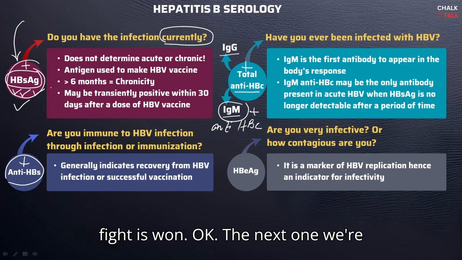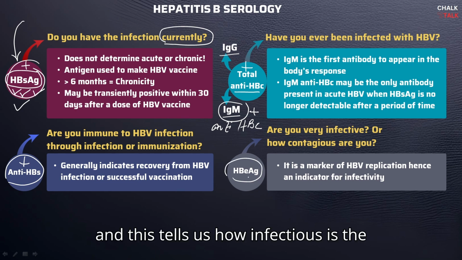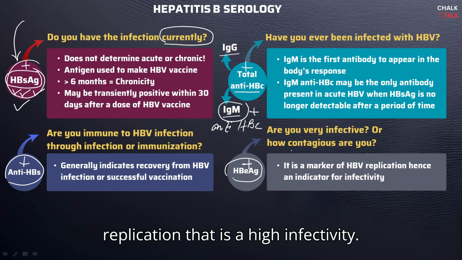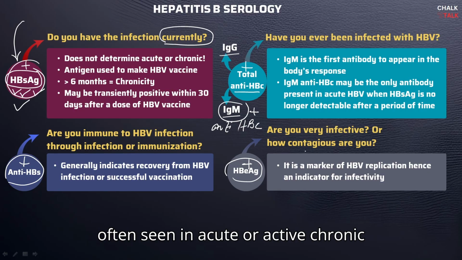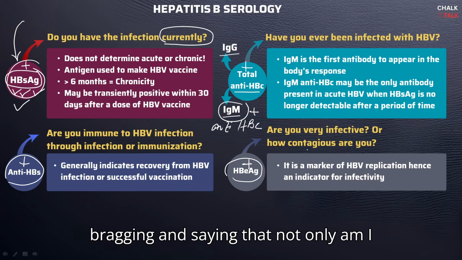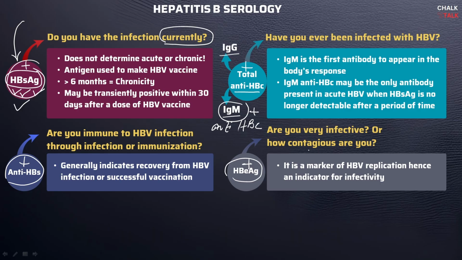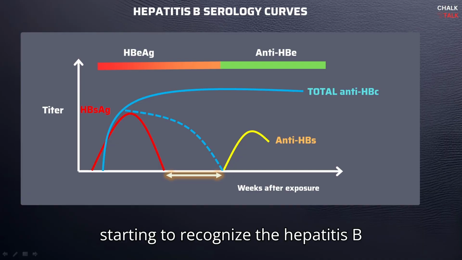Okay, the next one we're going to talk about is the HBe antigens. And this tells us how infectious the person is. If this is positive, then it means there is high viral replication, that is high infectivity, the person is contagious, and this is often seen in acute or active chronic infections. So think of it as the virus bragging and saying that not only am I here, but I'm also multiplying like crazy.